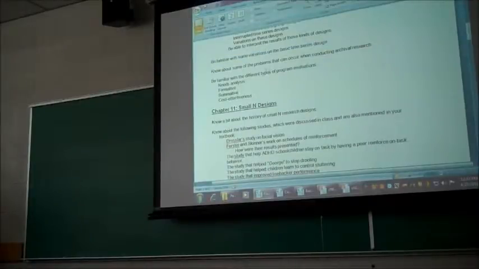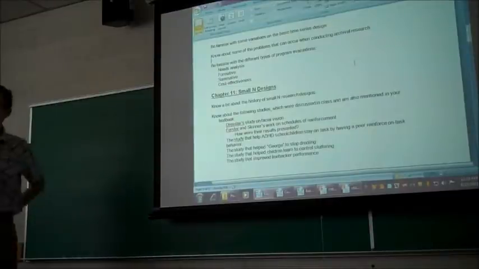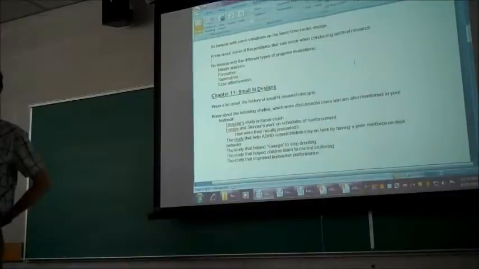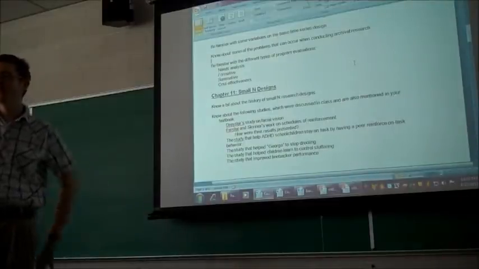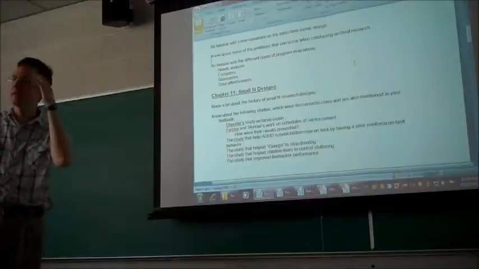But anyway, just make sure that if we don't have that in the notes, you go over it in the textbook. Problems that can occur when conducting archival research. So I think one of the key problems with archival research is you might have a limited selection of data. So you don't necessarily have access to all of the information that you could possibly use throughout history.